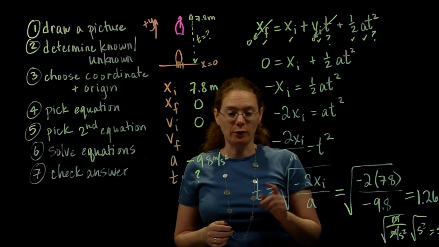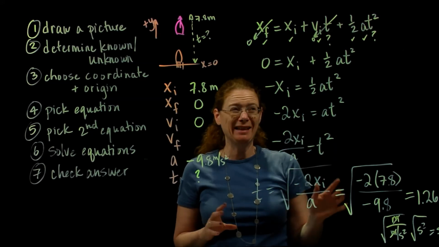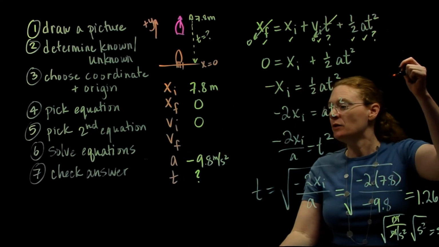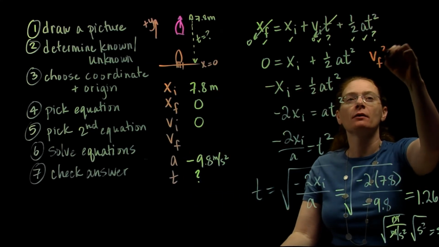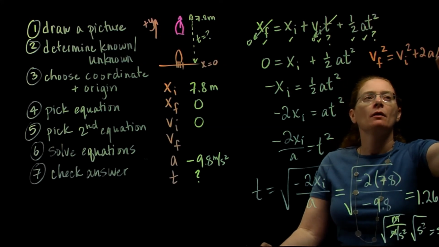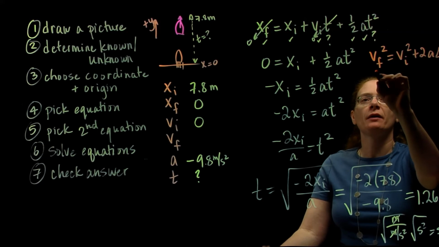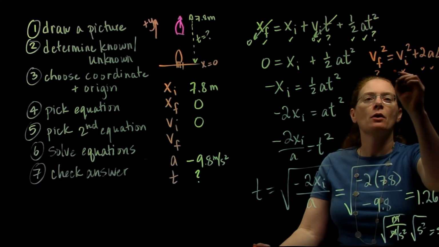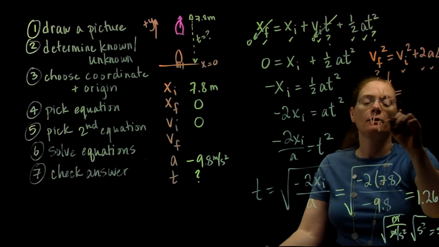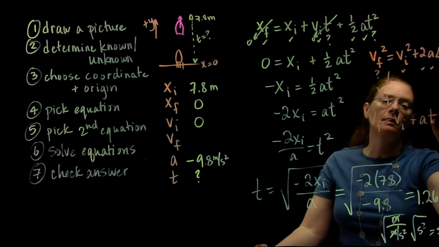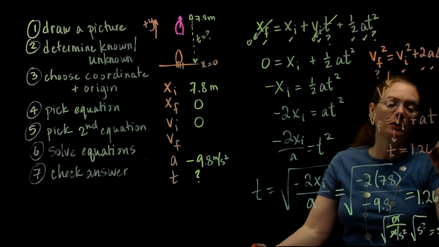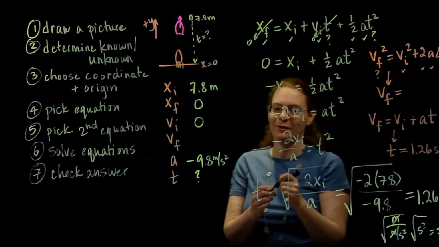If you don't like quadratics, if that formula might be a quadratic, then one of the things you can do is use the equation without time, because we don't know time. If you look at this, we know everything but V final. So you can solve this equation for V final, and then V final equals V initial plus a t. Then you can use this equation to solve for time, and you will get 1.26 seconds if you're careful.